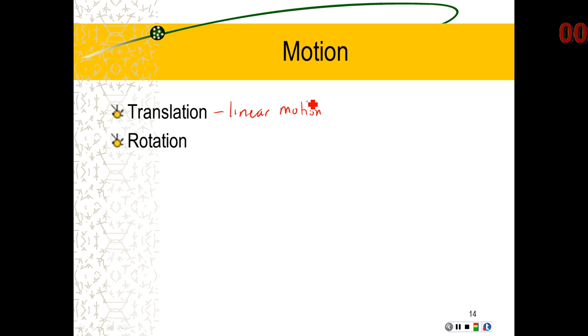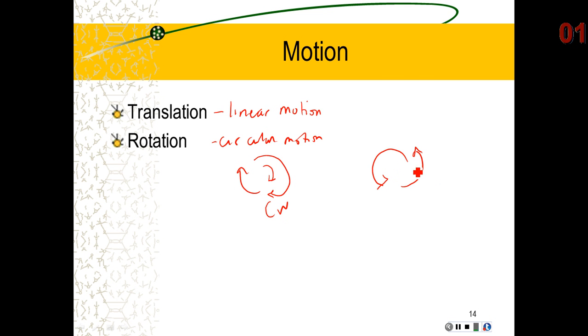There is also a rotation, which obviously involves a circular motion. It can be either a clockwise rotation, or it can be a counterclockwise rotation. I'll abbreviate those as CW and CCW. So it's a rotation in which things are rotating or twisting.